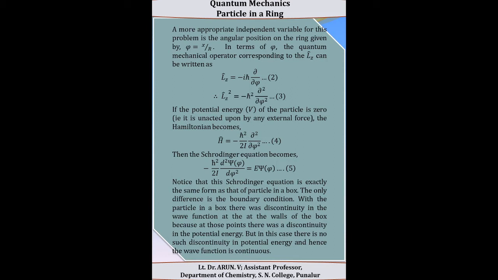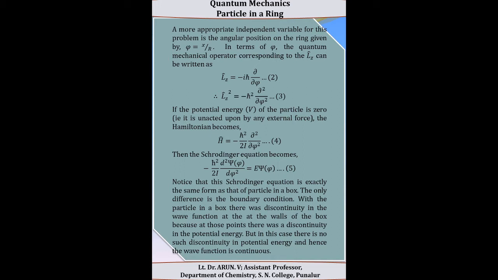In terms of phi, the quantum mechanical operator corresponding to the z component of angular momentum can be written as Lz, that is equal to minus i h cross dou by dou phi, and therefore Lz square is equal to minus h cross square into dou square by dou phi square. If the potential energy of the particle is 0, the Hamiltonian becomes H cap, that is equal to minus h cross square divided by 2I into dou square by dou phi square.